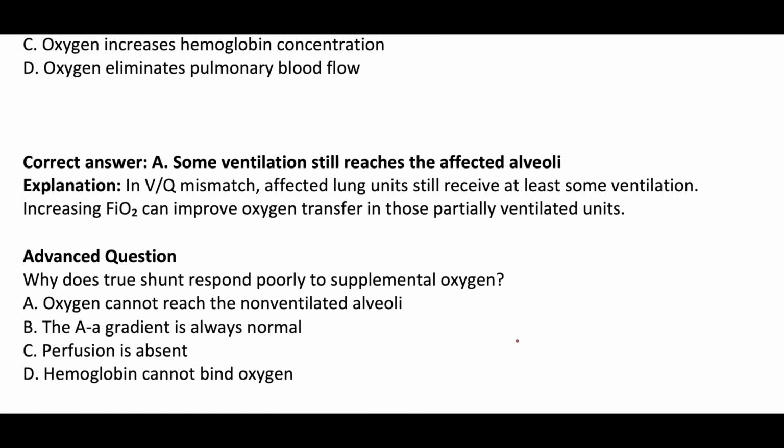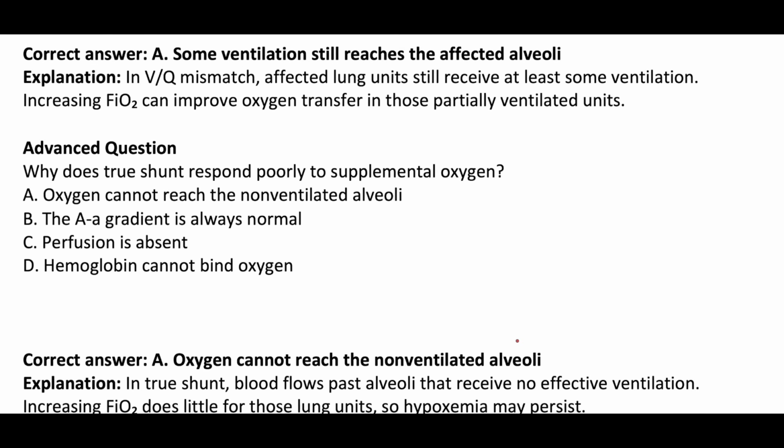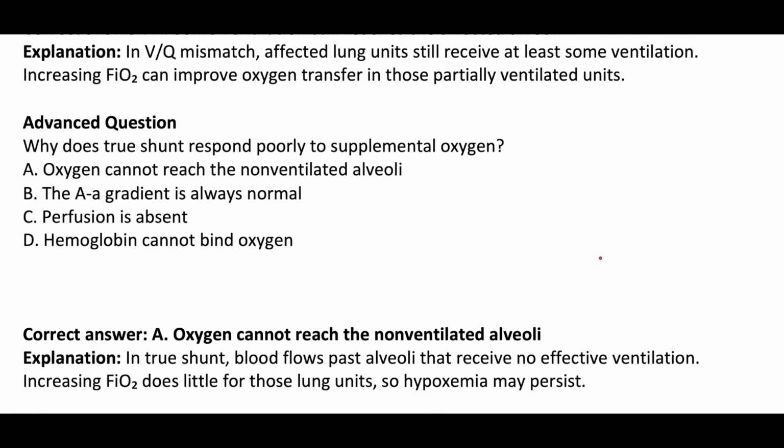All right, last question, then everybody can go about their days. Why does true shunt respond poorly to supplemental oxygen? A, oxygen cannot reach the non-ventilated alveoli. B, the AA gradient is always normal. C, perfusion is absent. Or D, hemoglobin cannot bind oxygen. Pause it if you need to. The correct answer is A, oxygen cannot reach non-ventilated alveoli. In shunting, the alveoli is completely collapsed. There is no air getting to it. So you can increase the FiO2 all you want, but none of that is getting into the alveoli. So it's not going to improve your oxygen saturation.